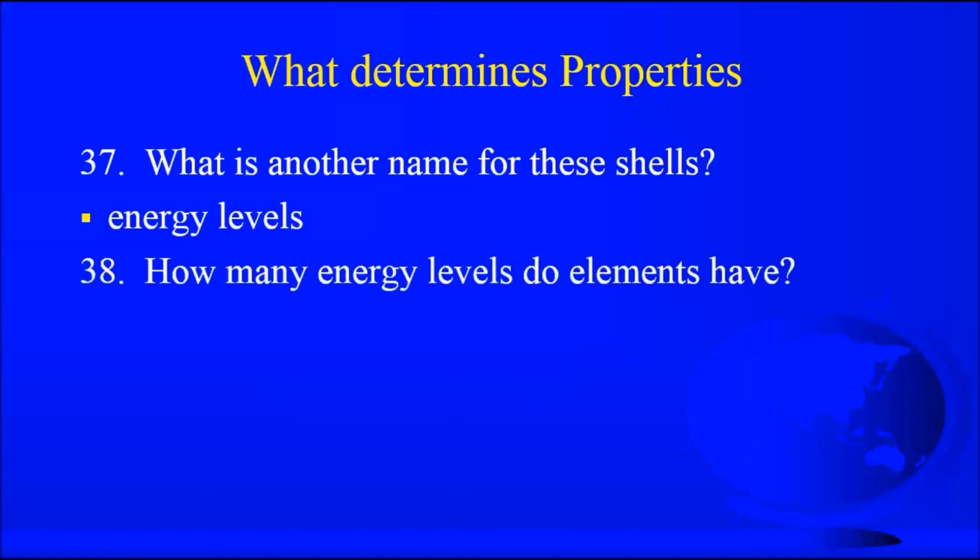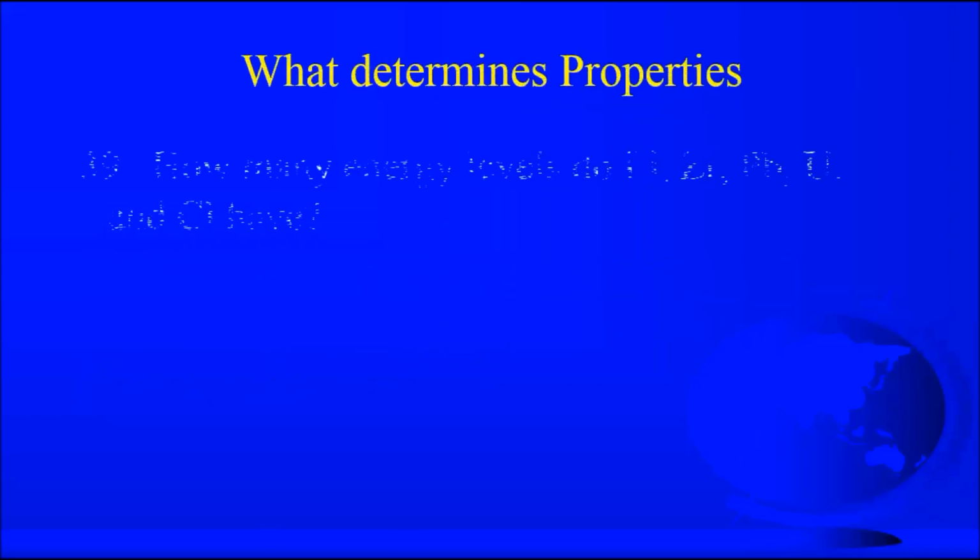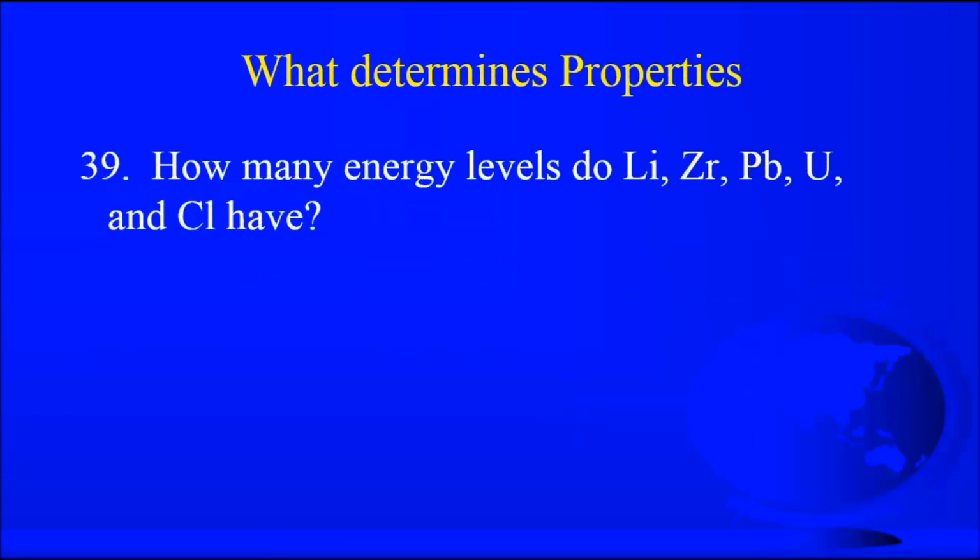Energy levels. And how many energy levels do elements have? Well, it depends on which period it lives in. If it's period 1, it will have 1 energy level. Period 2 will have 2 energy levels. Let's see if you can see the pattern. Period 3 will have 3. Period 4, 4. Period 5, 5. Okay, I think you get the pattern. So let's try some of these. Find lithium on the periodic table.